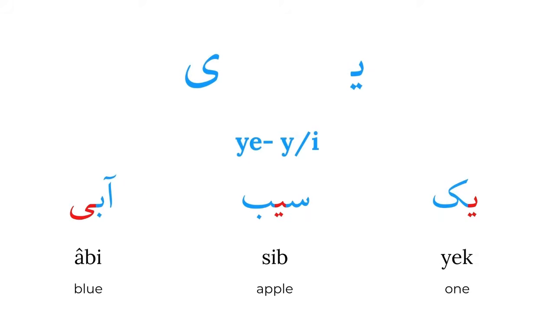Ye. And this sounds like either a y or an e. At the beginning of a word, it's going to sound like a y. So we have yek, sib, abi.